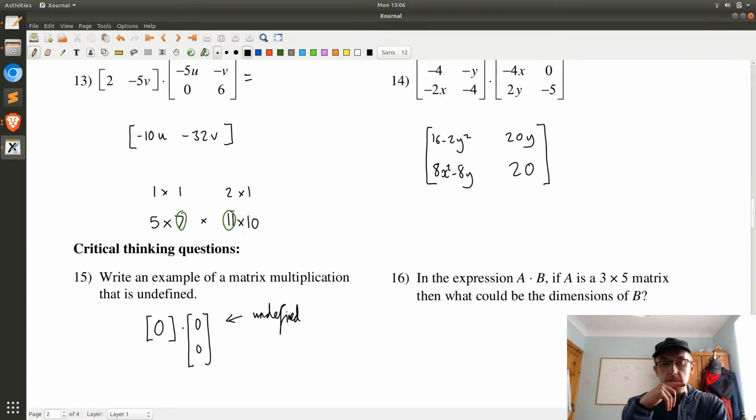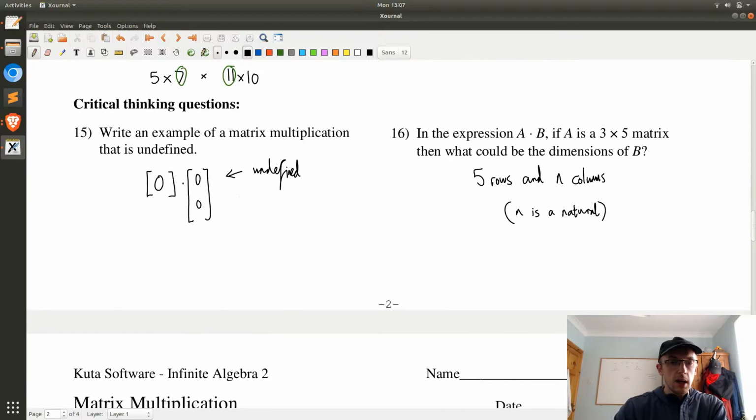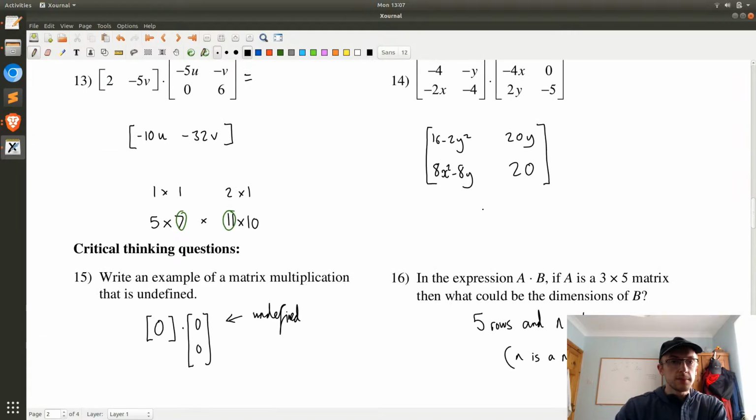Let's see. Problem 16. In the expression A dot B, if A is a 3 by 5 matrix, then what could be the dimensions of B? It will have 5 rows and any number of columns that you like, as long as n is a natural number, a counting number bigger than 0. And that really solves the whole lot.